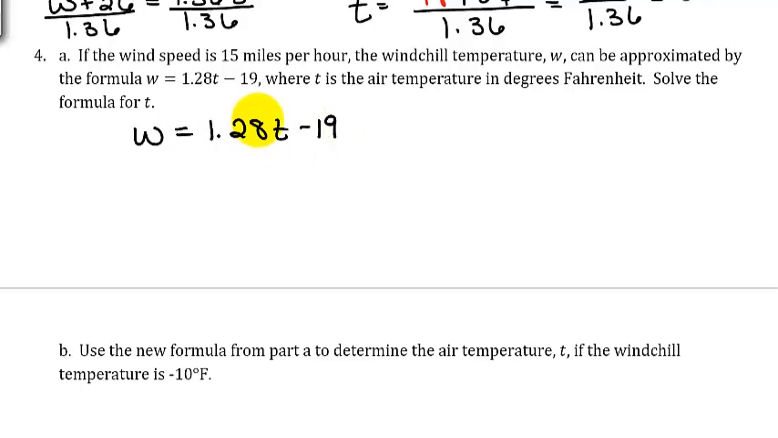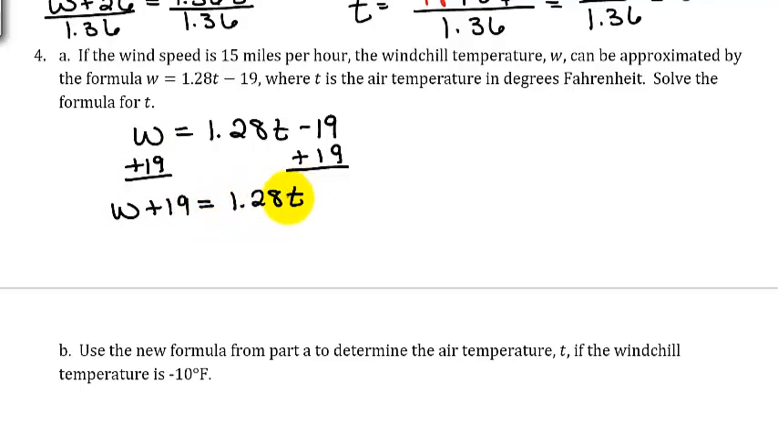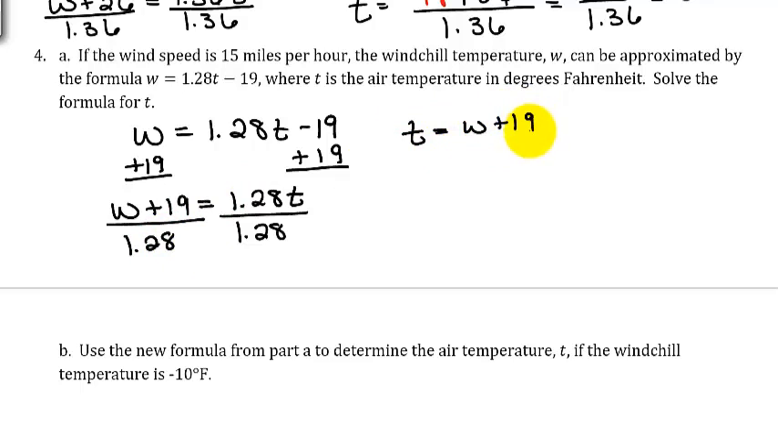We want to solve this for T, so we're going to add 19 to both sides. That will give me W plus 19 equals 1.28T. And the last step then would be to undo this multiplication by dividing by the 1.28. And that gives us the formula T is equal to (W plus 19) over 1.28.